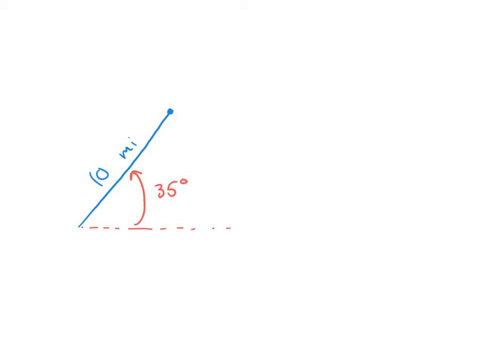Then the person moves horizontally 6 miles east. And finally, let's just go south for this one, 3 miles south.